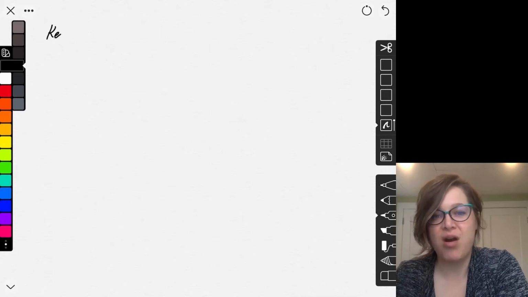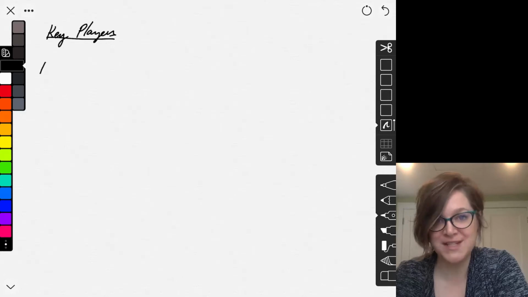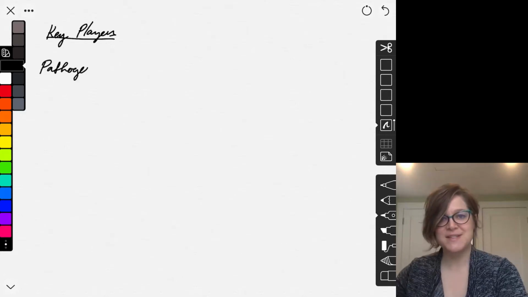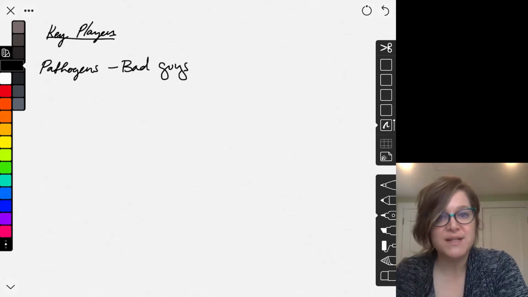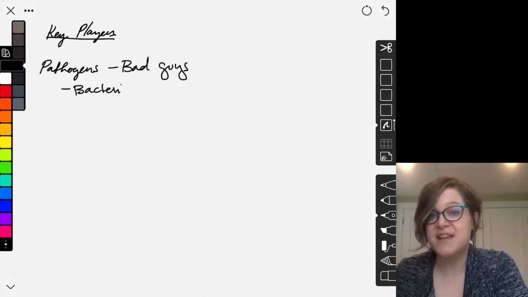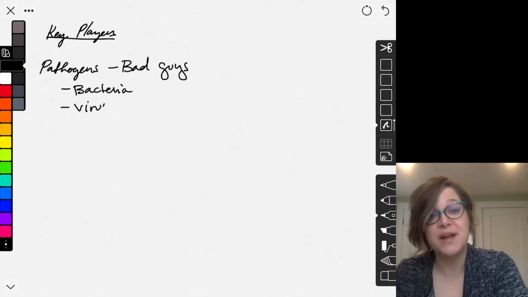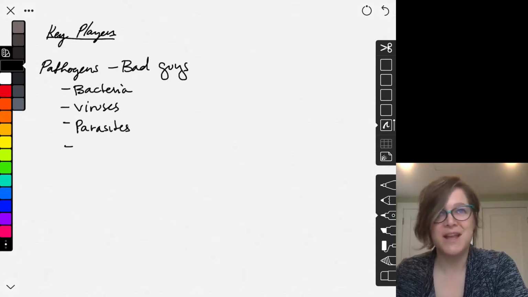So, who exactly are the key players in immunity? Well, the first one is the pathogens. And what do I mean by pathogens? I mean bacteria, viruses, parasites, and even prions, which are protein infections that work kind of like a virus in a lot of ways.